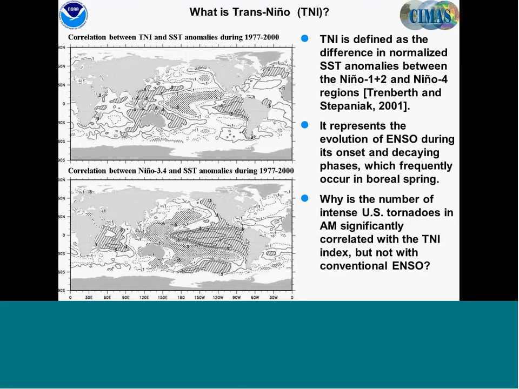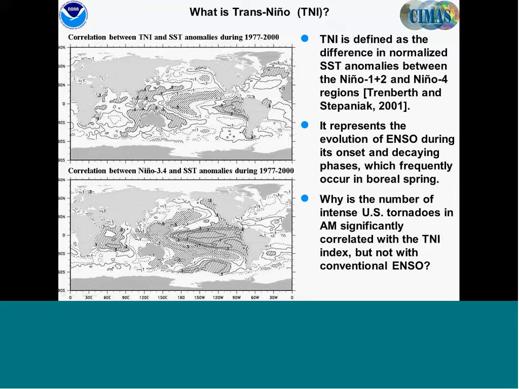Trans-Niño is defined as the difference in normalized sea surface temperature anomalies between the Niño 1+2 in the far eastern tropical Pacific and the Niño 4 in the central tropical Pacific. That was suggested by Trenberth and Stefanova in 2001. If you look at it carefully, the Trans-Niño is basically a zonal gradient of the SST along the tropical Pacific. So in this configuration, when we have a warm anomaly in the east and a cold anomaly in the central tropical Pacific, then the zonal gradient here is positive, right? So we call it positive phase Trans-Niño.